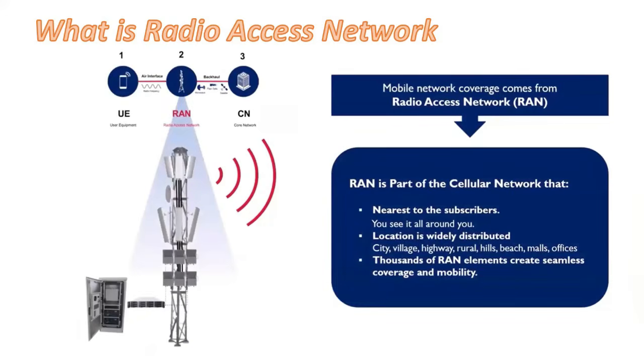So what is radio access network again? This is the part of the wireless telecom system that is nearest to the subscribers. You see it all around you: in the malls, on the mountains, on rooftops, wall mounted on a building. The location is widely distributed, so you can see it everywhere, since RAN creates seamless coverage and mobility. So RAN is all around you.